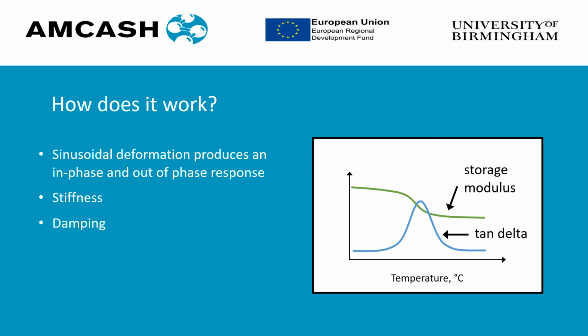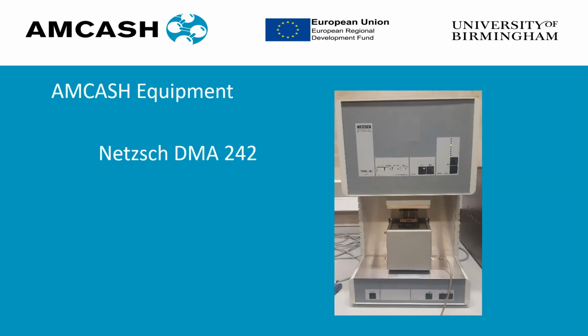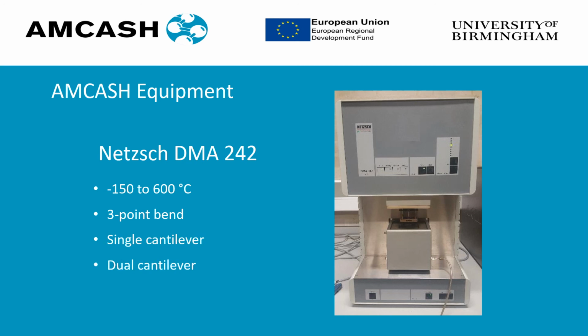Changes in the storage modulus tell us about changes in stiffness, and changes in the tan delta tell us about changes in damping. With DMTA, we can see at what temperature these changes happen, and how they are influenced by different frequencies. Here at AMCASH we have an HDMA 242, capable of temperatures from -150 to 600 degrees C. Samples can be tested in a 3-point bend, single cantilever, or dual cantilever setup.